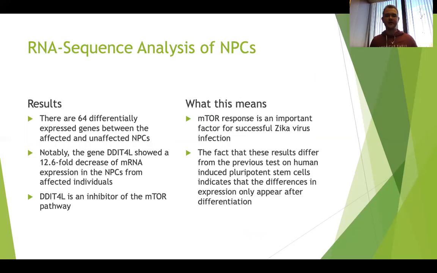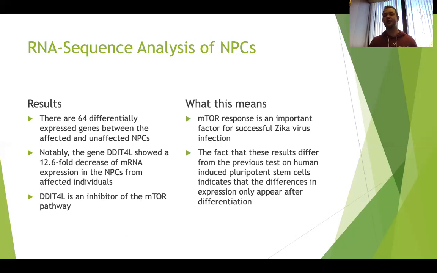All right, lastly, the last experiment, they did an RNA sequence analysis of NPCs. So they found that there were 64 differentially expressed genes between the unaffected and affected NPCs. Notably, the gene DDIT4L, which is a known inhibitor of the mTOR pathway, was found to be in a 12.6-fold decrease of mRNA expression in NPCs obtained from the affected individuals. This indicates that the mTOR response is actually an important factor for the successful Zika virus infection.